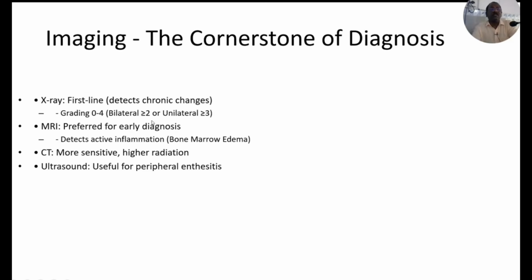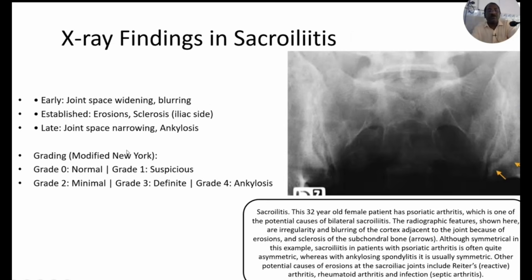So first line, there are different grades. MRI is preferable. CT is more sensitive but has higher radiation compared to MRI, and ultrasound we don't use. These are the X-ray findings in sacroiliitis: the early, established and the late. In the early, there is joint space widening and blurring. In the late stage, joint space narrowing and ankylosis. In the established one, there will be erosions and sclerosis on the iliac side. They have different grading as far as X-rays are concerned, grade 0 to grade 4, where 4 is ankylosis and 0 is normal.